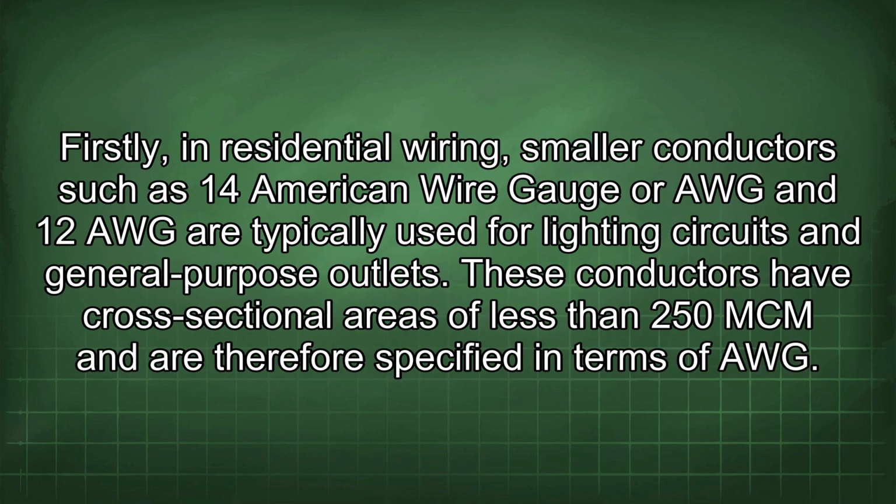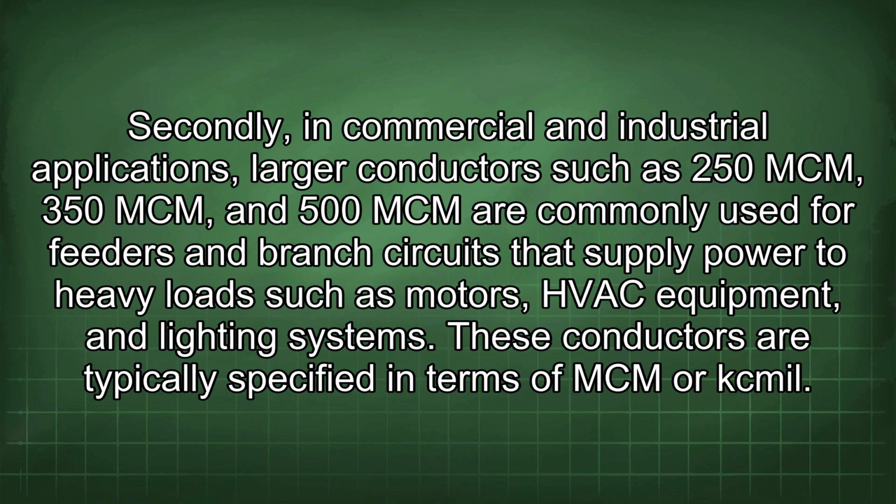Firstly, in residential wiring, smaller conductors such as 14 American wire gauge or AWG and 12 AWG are typically used for lighting circuits and general-purpose outlets. These conductors have cross-sectional areas of less than 250 MCM and are therefore specified in terms of AWG. Secondly, in commercial and industrial applications, larger conductors such as 250 MCM, 350 MCM, and 500 MCM are commonly used for feeders and branch circuits that supply power to heavy loads such as motors, HVAC equipment, and lighting systems. These conductors are typically specified in terms of MCM or kcmil.